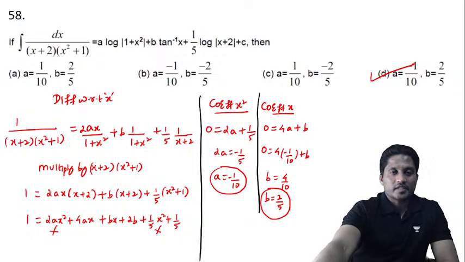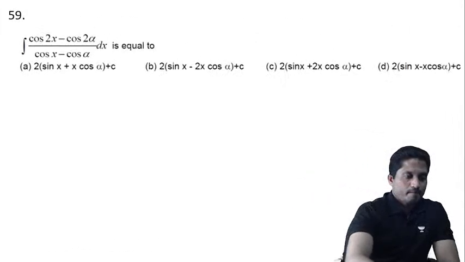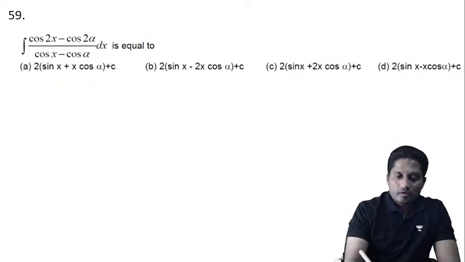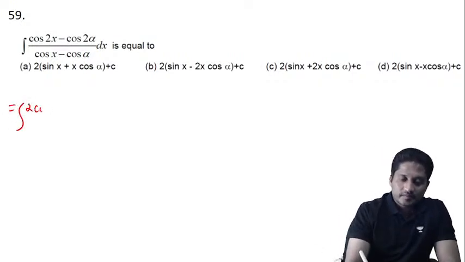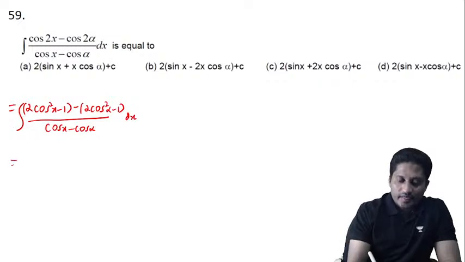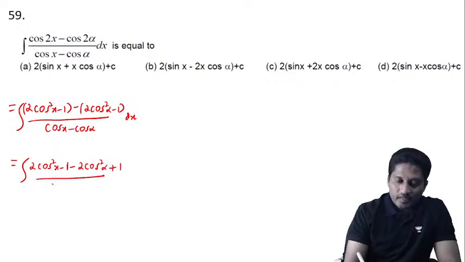Right, let's move to the next question. Cos 2x is 2 cos square x minus 1, right? Okay, and cos 2 alpha will be equal to 2 cos square alpha minus 1. Whole divided by cos x minus cos alpha, dx. If I open the bracket, this is 2 cos square x minus 1 minus 2 cos square alpha, minus and minus is plus, whole divided by cos x minus cos alpha dx.